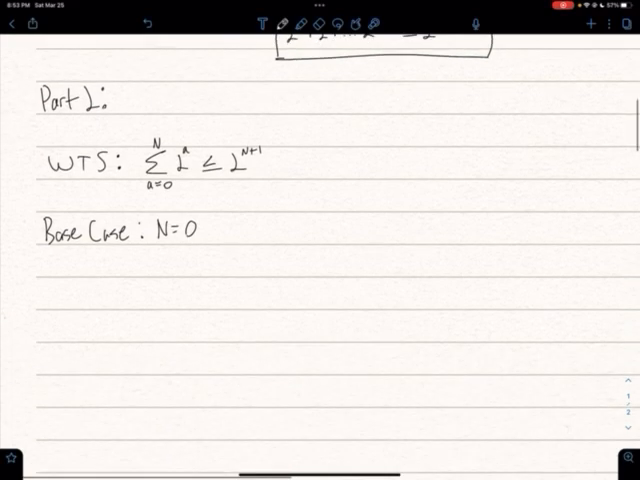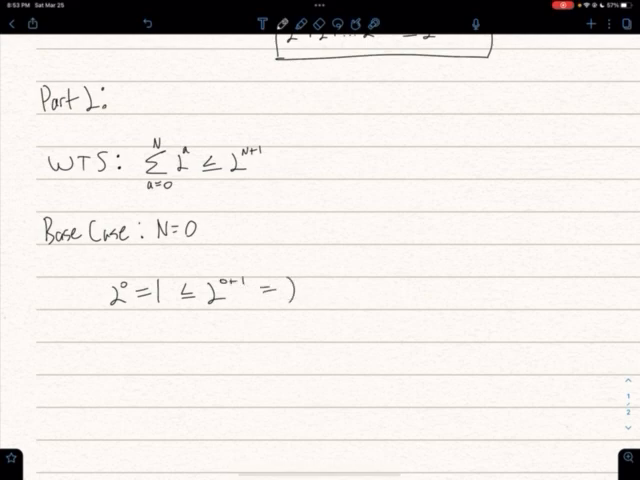So we'll have 2 to the 0 is just 1, and that is less than or equal to 2 to the 0 plus 1 equals 2. So yes, 1 is less than 2. So the base case checks out. Now for the inductive step.